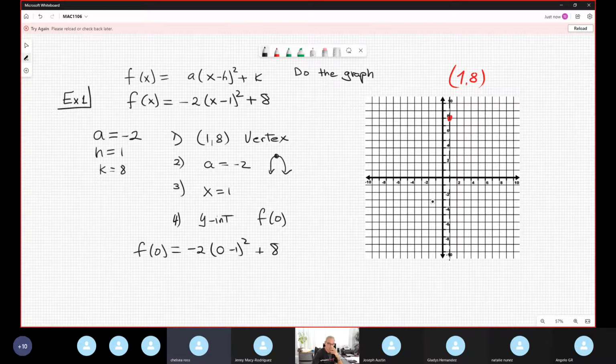Now, 0 minus 1 is -1, but -1 squared is +1. You have -2 plus 8, which is 6. Wow, fantastic. And the point is (0, 6). This is the x value, and this is the y value. And you plot the second point. It's on the y-axis, (0, 6) over there. Boom.